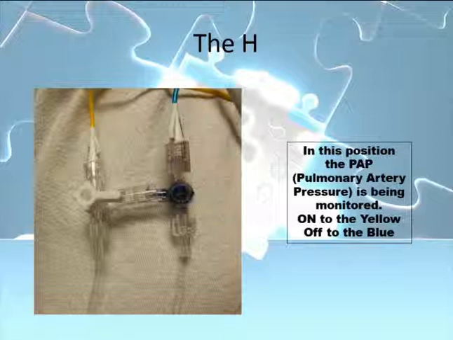But the H, should you only have one pressure line, would allow you to turn it off to get your CVPs. Usually we would continuously monitor the pulmonary artery pressure, which is your PA distal line, that's the yellow line on the left. And so to get your CVP, you would turn off the yellow line and have the blue line on so you could read it.